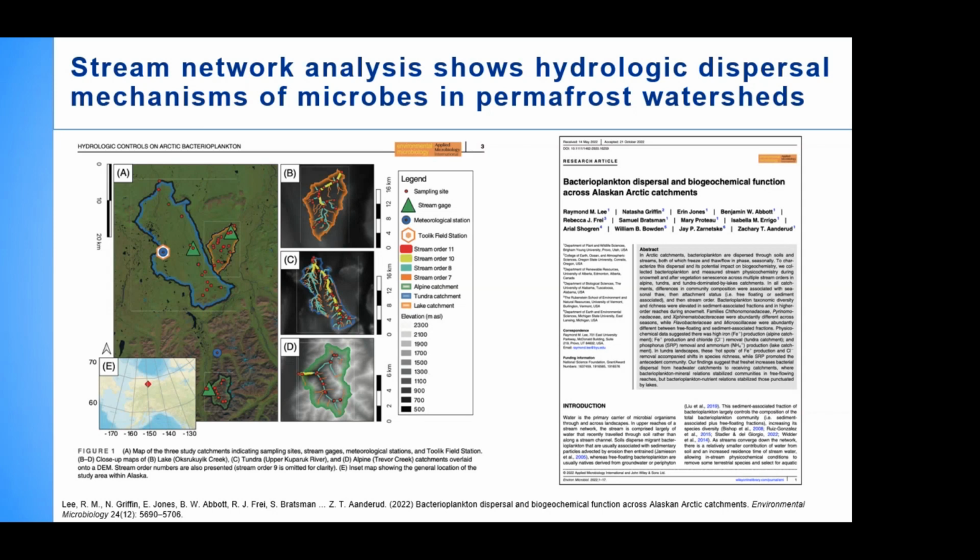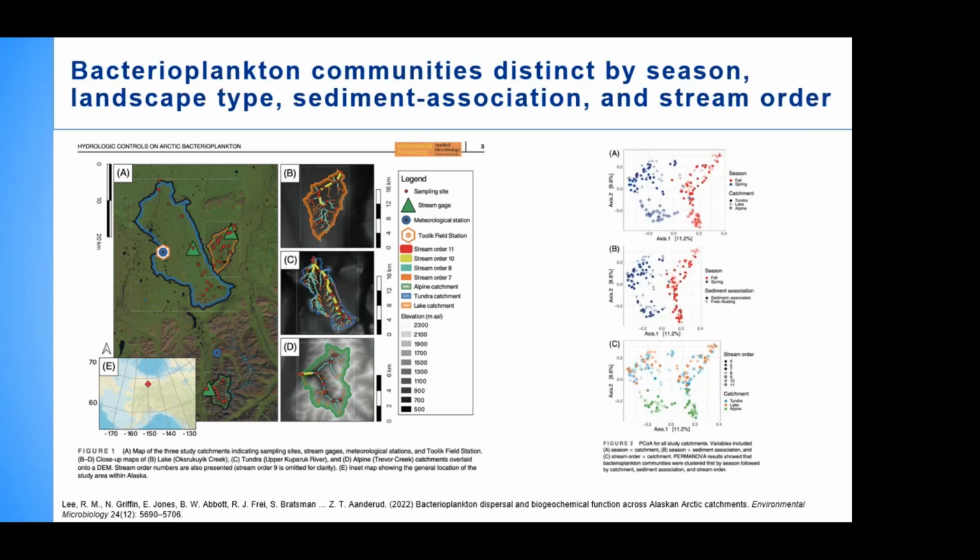So we did a stream network analysis showing how there is hydrologic dispersal of microbes in permafrost watersheds. Bacterial plankton communities were distinct by season, landscape type, sediment association, and stream order. That means that you have different communities of bacteria depending on where you were in the watershed.